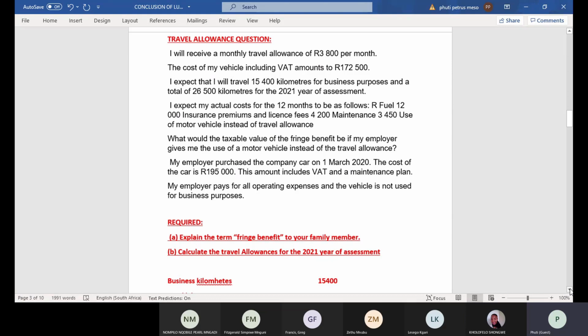All right, let's look at the other costs that are given in there. I expect my actual cost for the 12 months to be as follows. Fuel is 12,000 rand. Insurance premium and license fees is 4,200. And maintenance is 3,450. Let me just put them in. If you are looking at the question, please give me the figures because I'm going to scroll down where I write my solution.